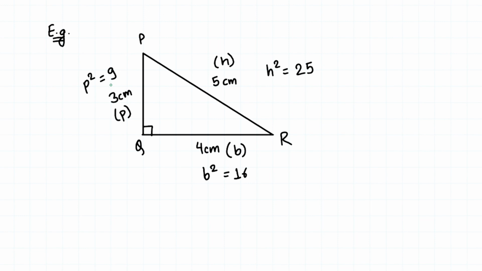Now, according to Pythagoras theorem, when you add this P square and B square, we should get h square, right? We should get 25. Let's check. So if you add 9 and 16, 9 plus 16 is 25. So P square plus B square is really h square. See, that's the Pythagoras theorem.